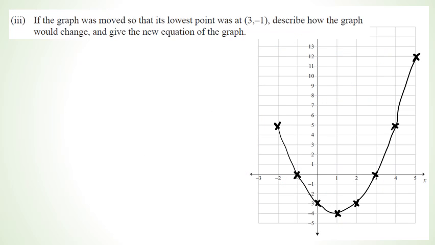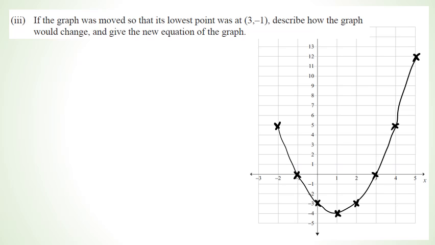All right, guys, so for this last question here, if the graph was moved so that its lowest point was at (3, -1), describe how the graph would change and give the new equation of the graph. Well, I guess this is where that vertex form really comes in handy.